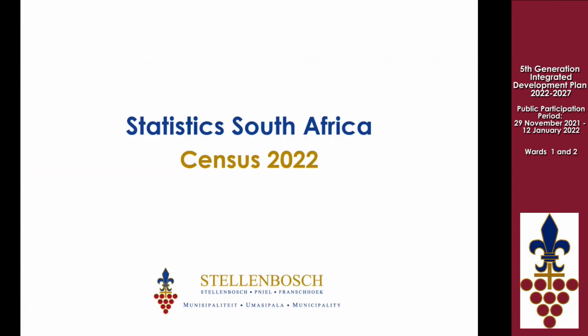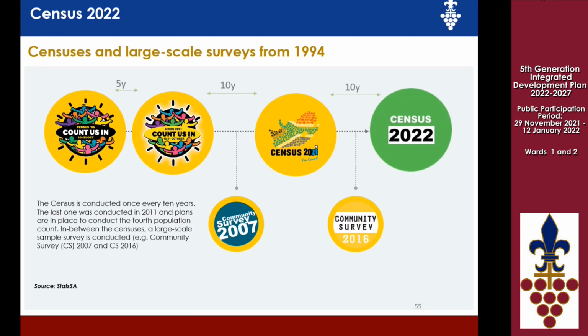Okay, Statistics South Africa, we're also at the census 2022 time. The census and large-scale surveys from 1994. The census is conducted once every 10 years. The last one was conducted in 2011, and plans are in place to conduct the fourth population count. In between the census, a large-scale sample survey is conducted, for example the community service survey in 2007, and a similar exercise in 2016.